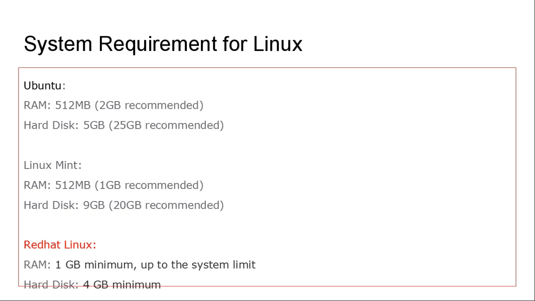So one thing you need to keep in mind: Ubuntu is mainly used on PCs, and Linux Mint you can use especially when you have a less powerful hardware configuration. And Red Hat Linux is quite popular for server grade systems. If you want to set up a server grade system for your experiment or at your workplace, then Red Hat Linux can be a good choice for you.